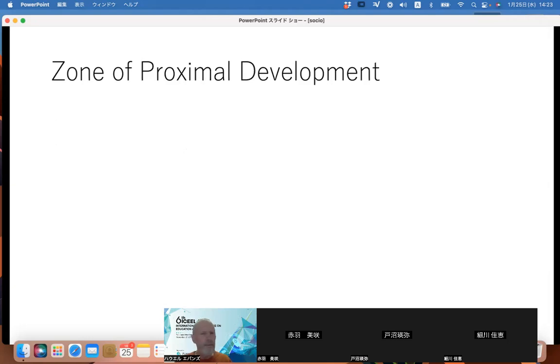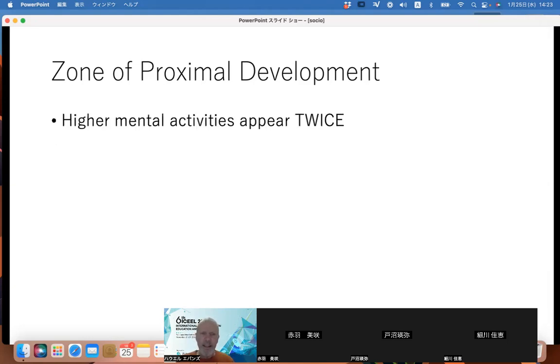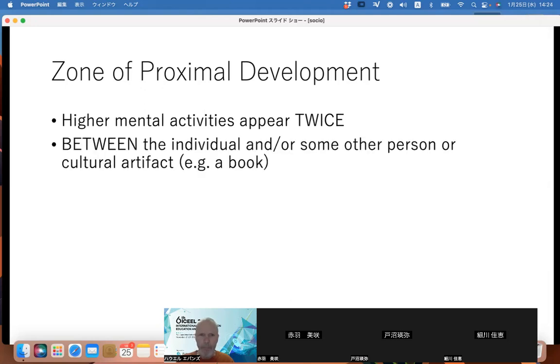And then just very briefly, let's talk about the zone of proximal development, which people talk about a lot. It's kind of a simple idea, really. They say that the idea is that higher mental activities appear twice, right? Once they appear between the individual and some other person or cultural artifact, a book, for example. So say, for example, you're going to teach me how to use a computer.